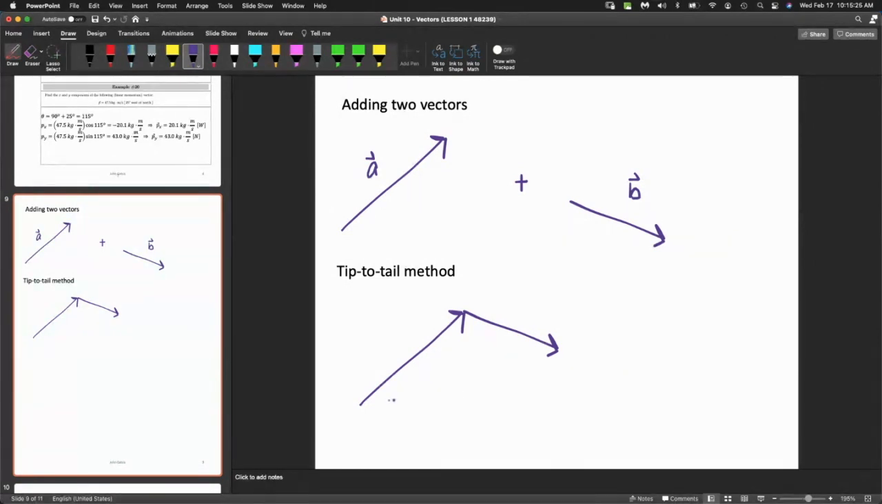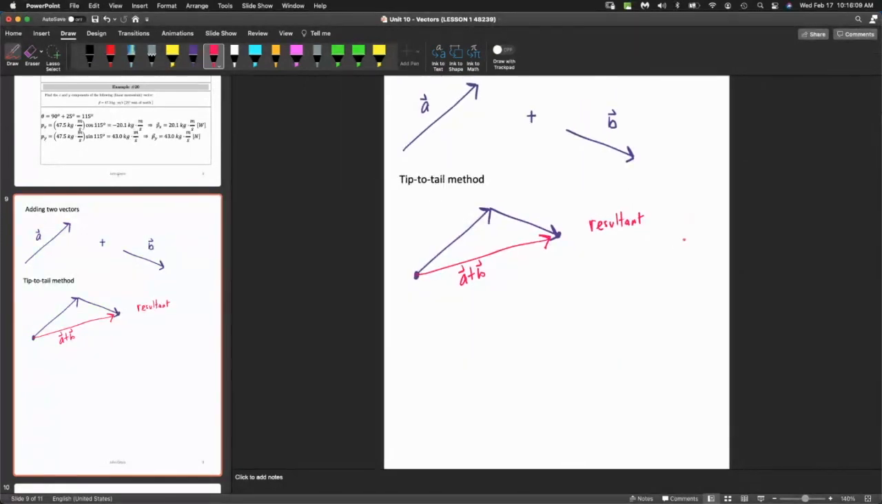Anyway, when it comes to adding vectors together, the ultimate answer, or the sum of the two vectors, depends on where you start and where you finish. I start here and I finish there. So the resultant, or in other words, the sum of the two vectors, is right there. That's A plus B. So A plus B is the sum of the two vectors, and that's called the resultant. That's one method, the tip-to-tail method.